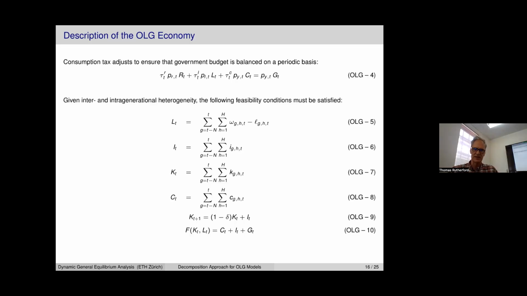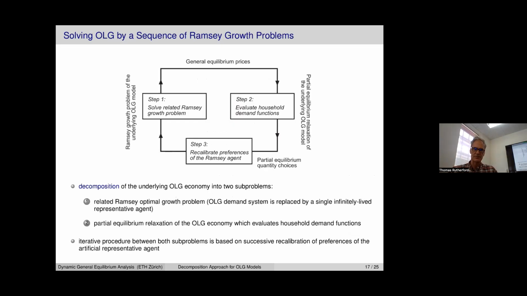So this is one that doesn't have multiple sectors, although the code that goes along with the lecture has multiple sector examples. So this is then just this projection method. It's a simple thing. We solve the Ramsey model. You take the prices back from the Ramsey model, you evaluate household demand functions, that's life cycle decisions by the households. And then you recalibrate preferences, so you retarget the representative agent. So all you're doing is just tweaking the representative agent choices to represent what the households do, and then you go forward.